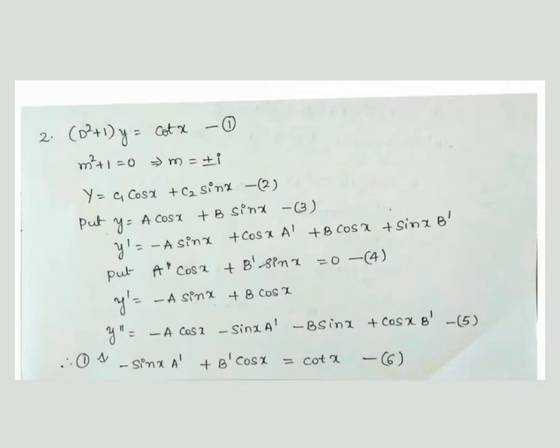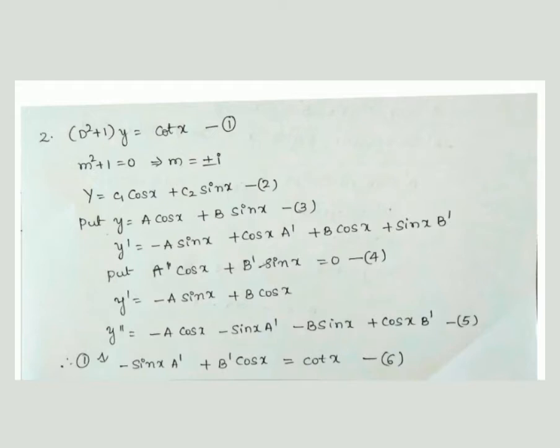Again observe that the LHS is the same as in all the problems here, the exercise problems, D square plus 1 into y. So till equation number 6 we will obtain the same. Again observe that m square plus 1 equal to 0. So that implies m is plus or minus i. Therefore the complementary function is the same. And again we can take the particular integral as a cos x plus b sin x.